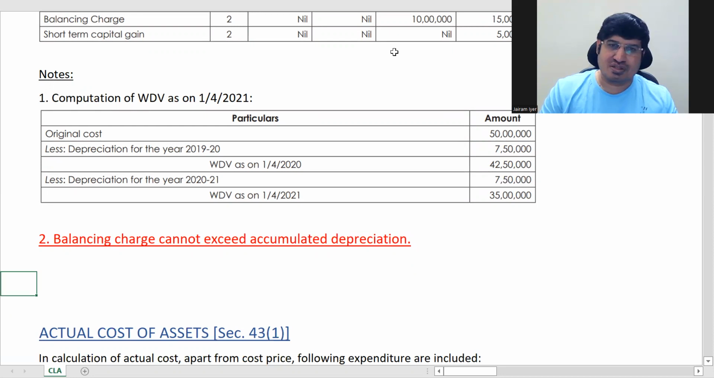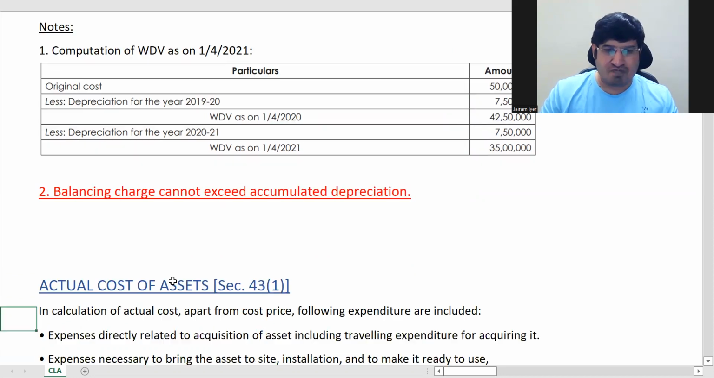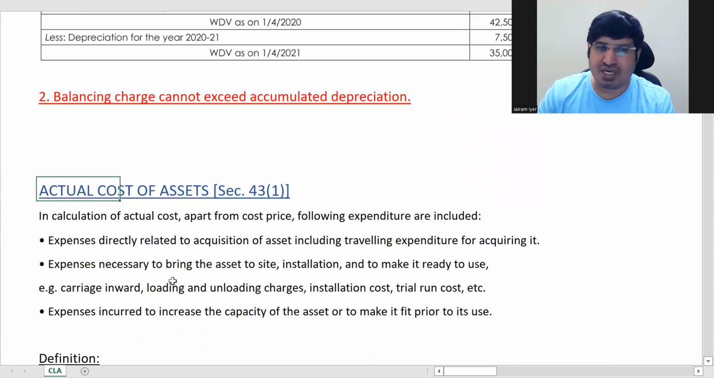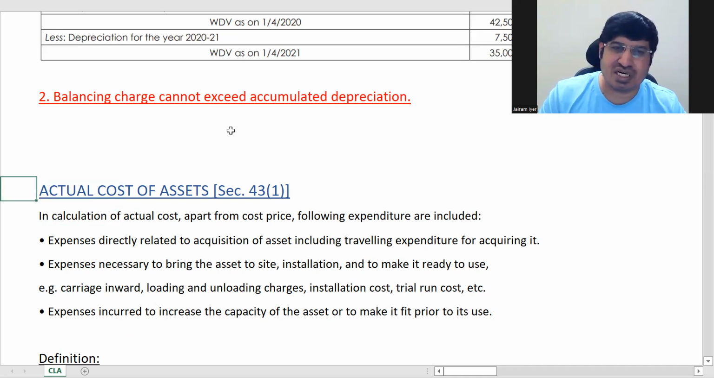Okay. So this is the point, and the next topic is a very important and very interesting one, called actual cost of assets. In common parlance, actual cost of an asset is whatever cost you have paid to someone to buy an asset. Absolutely basic meaning is that. So let's now go ahead with what is to be studied here.